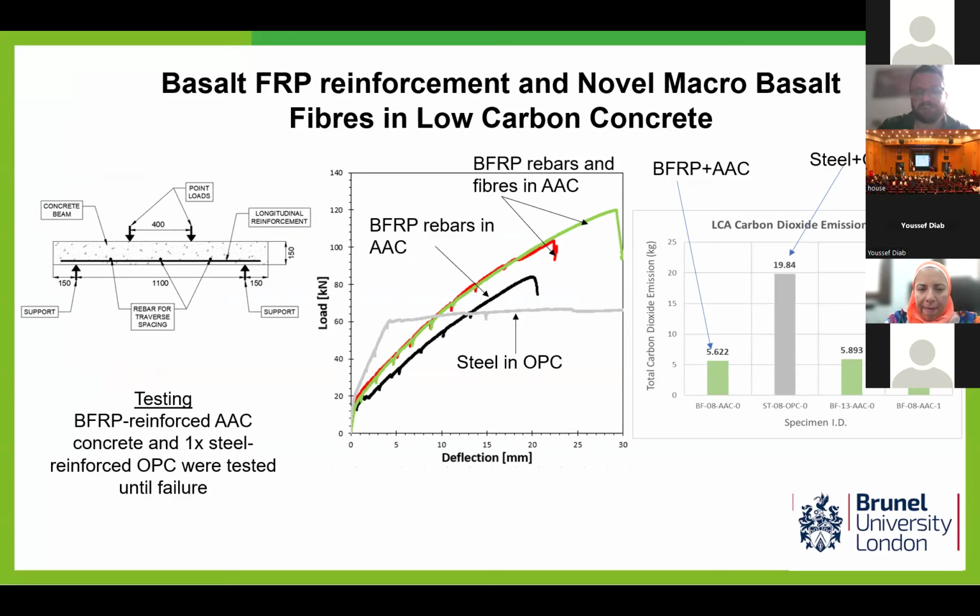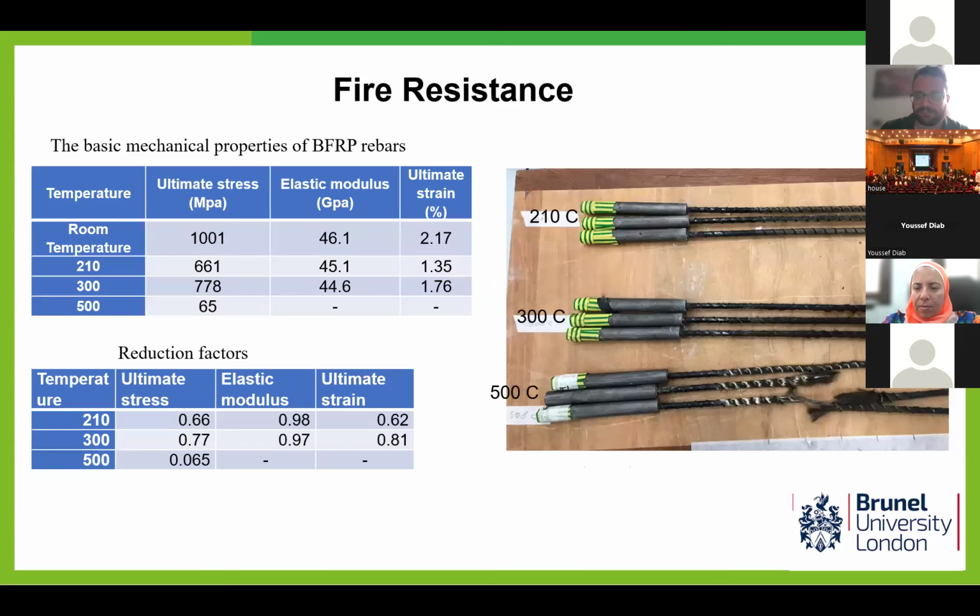Yeah. Basalt fiber reinforced polymer is an innovative material. We put these basalt fibers in alkali activated concrete, and we test this reinforcement. We did some life cycle analysis, LCA, and found a huge reduction in embedded carbon, from 19.84 kilograms of carbon dioxide to 5.6. So two innovative materials can be integrated in a structural member.